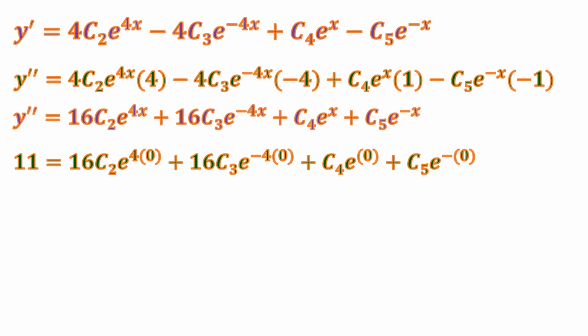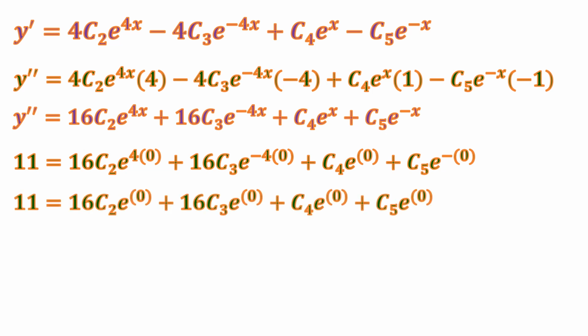So let's multiply the numbers. Every number multiplied by 0 becomes 0, and then all the e raised to the 0 becomes 1. So we're left with this equation. Still, we're going to keep this because we need it for finding the values of the constants.